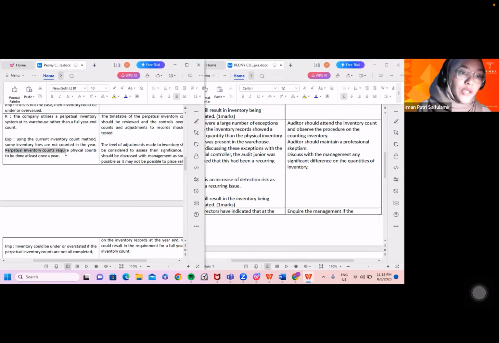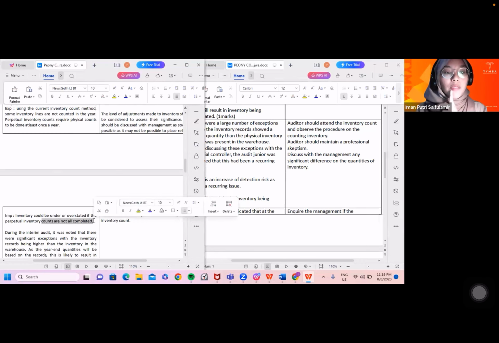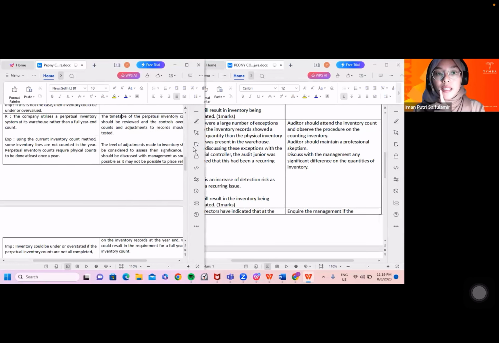However, in a perpetual inventory count, a physical count has to be done at least once a year. The impact here is that the inventory could be under or overstated if the perpetual inventory counts are not fully completed. So the timetable of the perpetual inventory count should be reviewed, and the controls. We want to ensure that the controls over the test counts are sufficient or not.